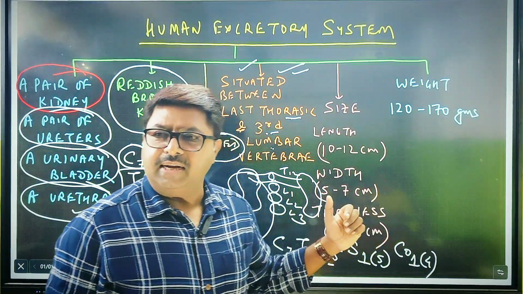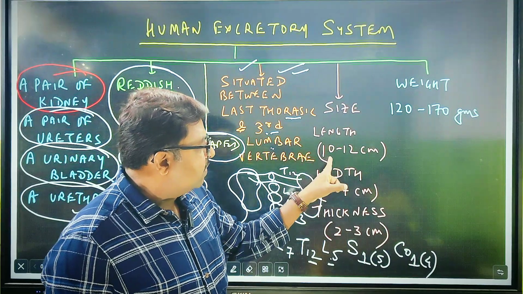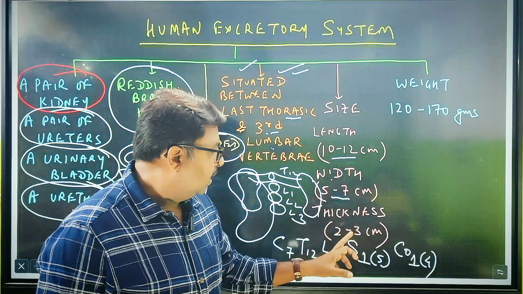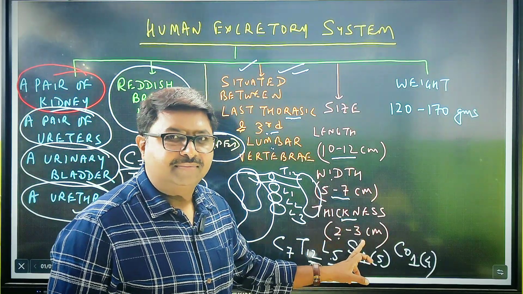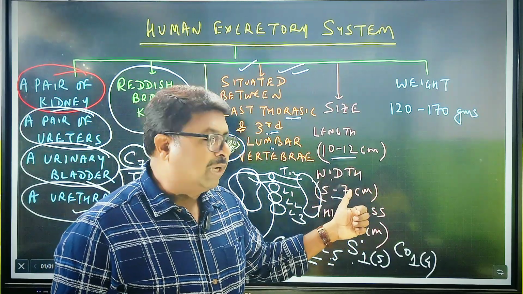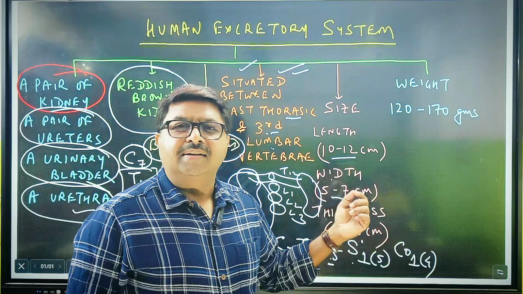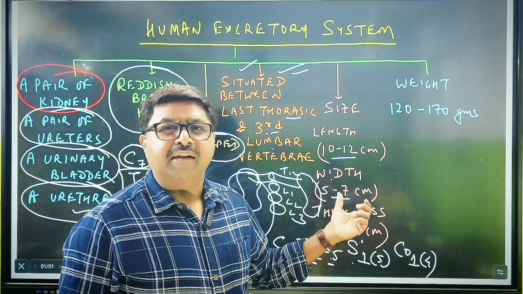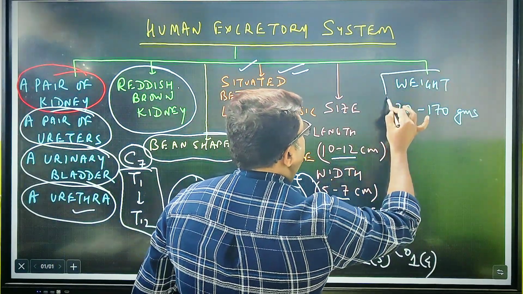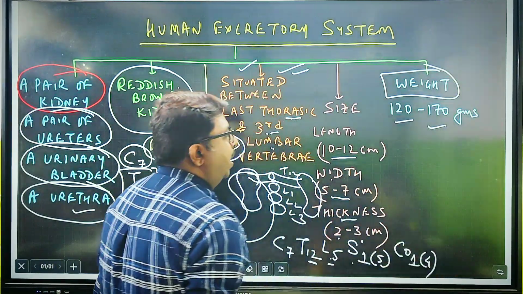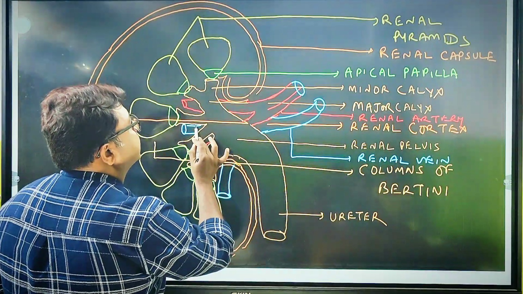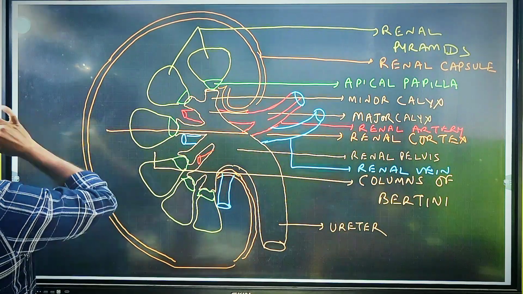Let's talk about the size of the kidney. The length of the kidney is 10 to 12 centimeters in the human body. Width is 5 to 7 centimeters, and thickness is 2 to 3 centimeters. These are the dimensions of a human kidney normally. I'm not talking about inflammation of the kidney, the itis. It's a normal, healthy human kidney. The weight of the kidney varies between 120 to 170 grams. Let us get into the next details of the structure of the kidney.